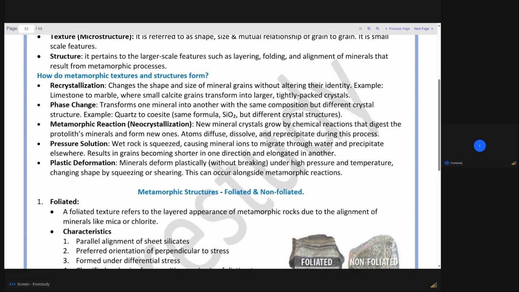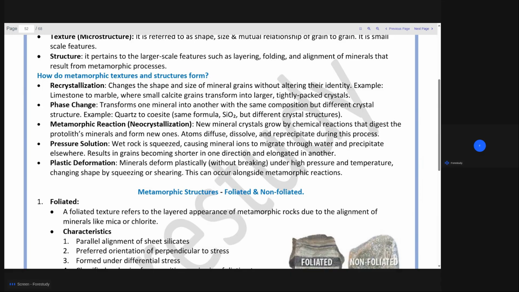Then metamorphic reaction can happen, that is new crystallization. So new minerals can form also. Recrystallization is there in the first part. In the third part, neocrystallization, new crystallization will also happen by chemical reaction that digests the protolith mineral and forms new ones. So atoms diffuse, dissolve and reprecipitate during this process. In some parts it will be dissolved by the fluid, by metasomatism or by hydrothermal activity.